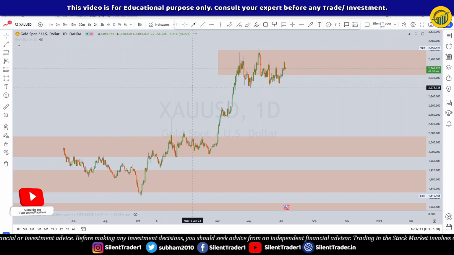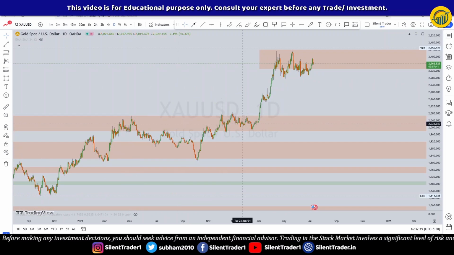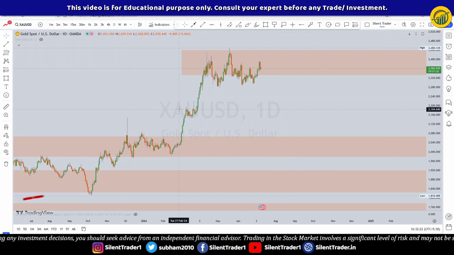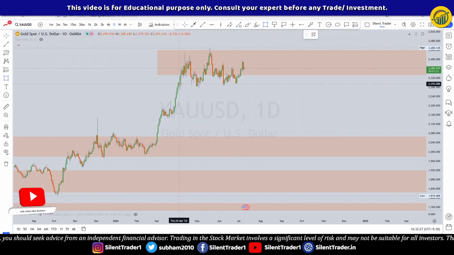Now changing the time frame to daily. Let's find some levels in this current range. Multiple lower sides are here.